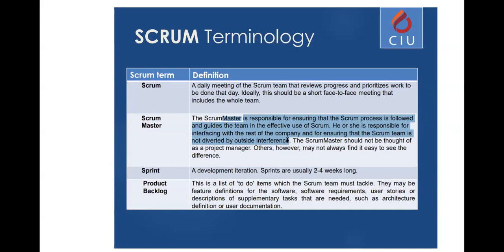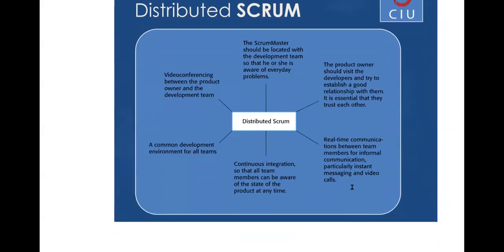A sprint is the cycle itself, usually taking 2 to 4 weeks. And finally, the product backlog is kind of like the to-do list in which the Scrum work takes place. There could be user stories, descriptions of supplementary tasks, or even the definition of architecture or user documentation. So these are the terminologies you need to know.